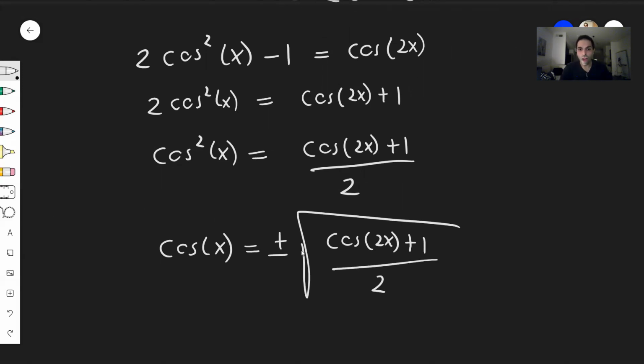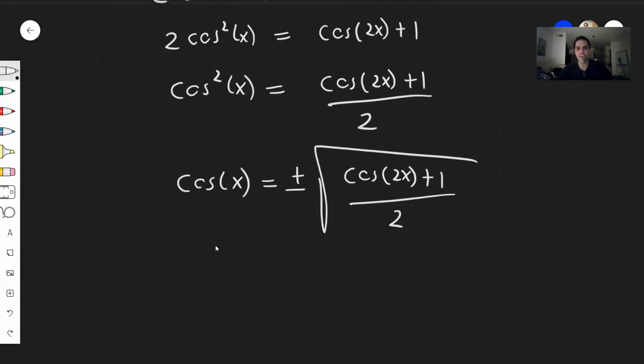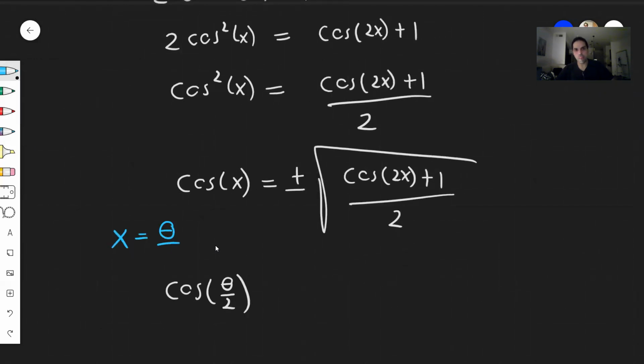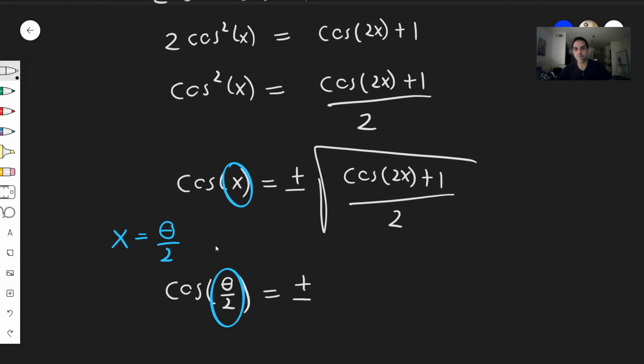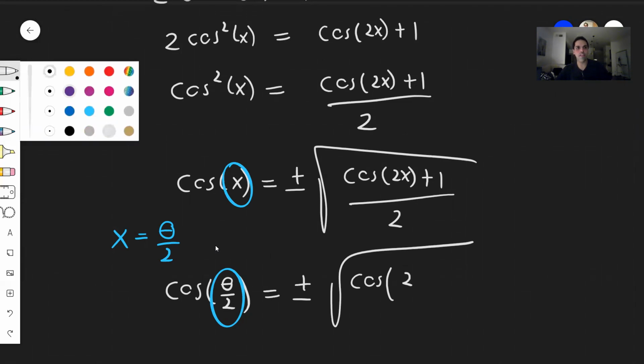Now, why is this useful? Because this thing expresses a smaller angle in terms of a bigger angle. So if you want to calculate cosine of theta over 2, you would just let x be theta over 2. You see, this is valid for all x. So it's also valid for theta over 2. And what this becomes is simply plus or minus square root of cosine of 2 times theta over 2.